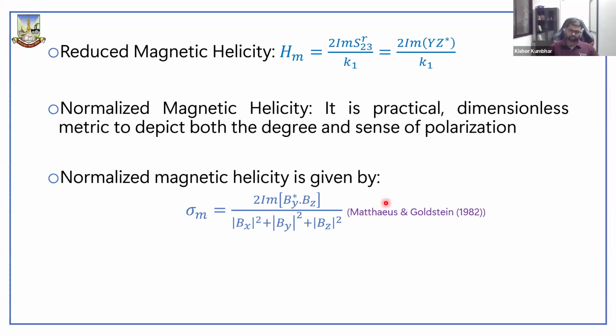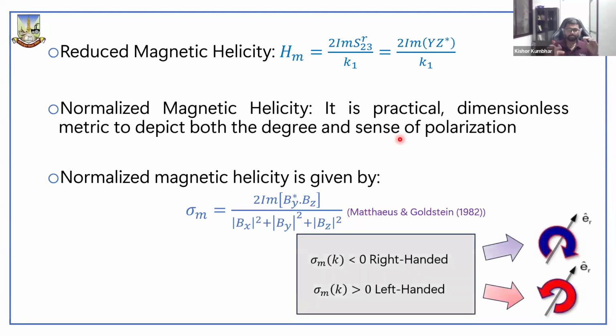The normalized magnetic helicity is a dimensionless quantity and usually lies between plus and minus 1. Whenever it is greater than 0, or close to plus 1, the wave is left-handedly polarized. Whereas if it is less than 0, or close to minus 1, the wave is right-handedly polarized. And if it is equal to 0, then the wave is plane polarized.